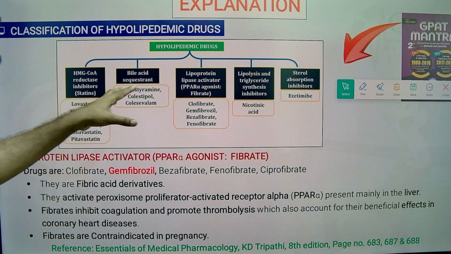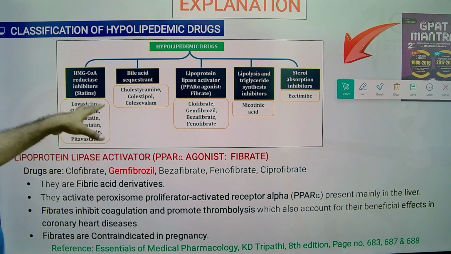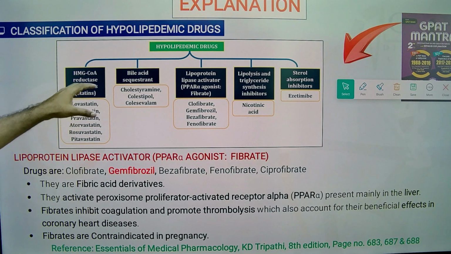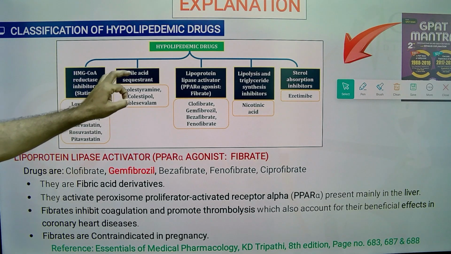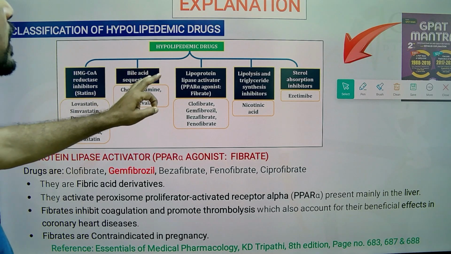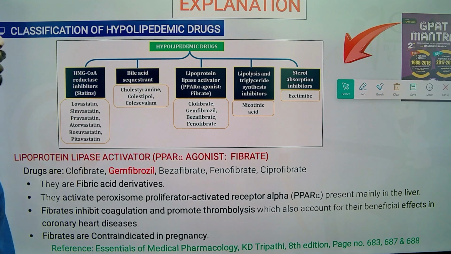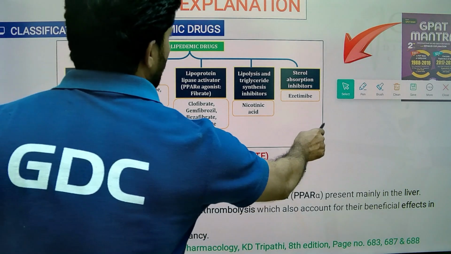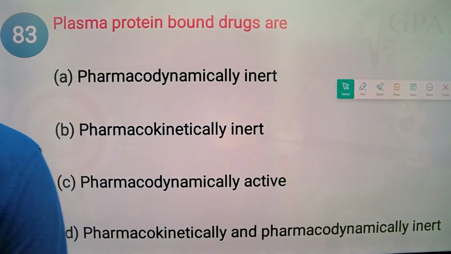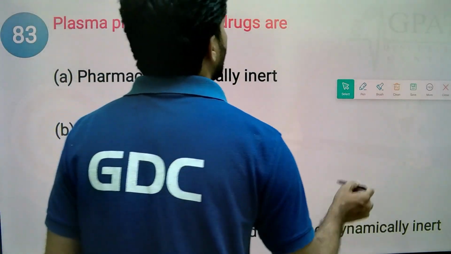So gemfibrozil is an agonist at PPAR-alpha receptors. This is the total classification of hypolipidemics: HMG reductase inhibitor statins, bile acid sequestrants, lipoprotein lipase activators, lipolysis and triglyceride synthesis inhibitors, sterol absorption inhibitors. Next, plasma protein bound drugs.